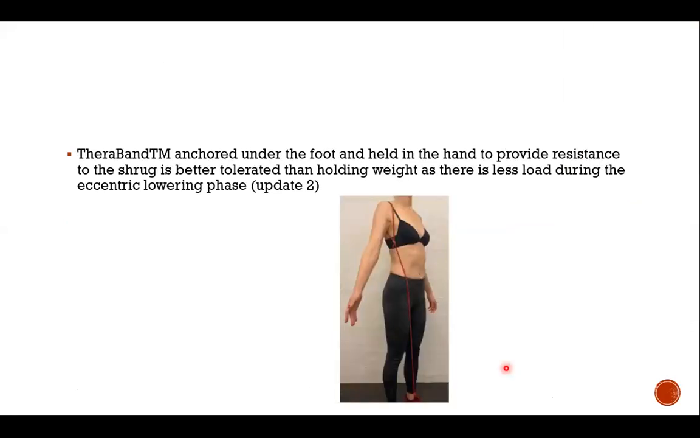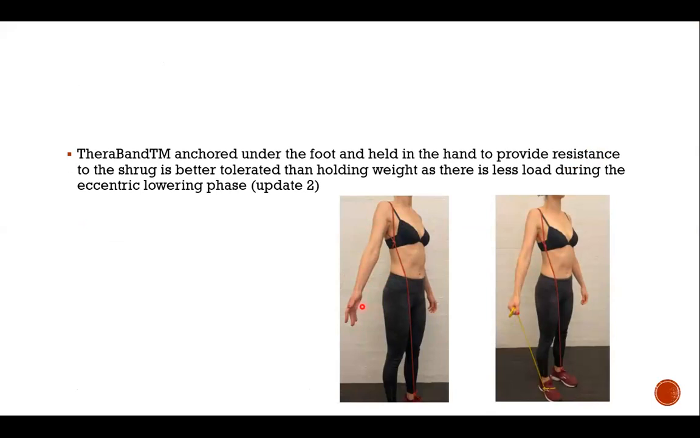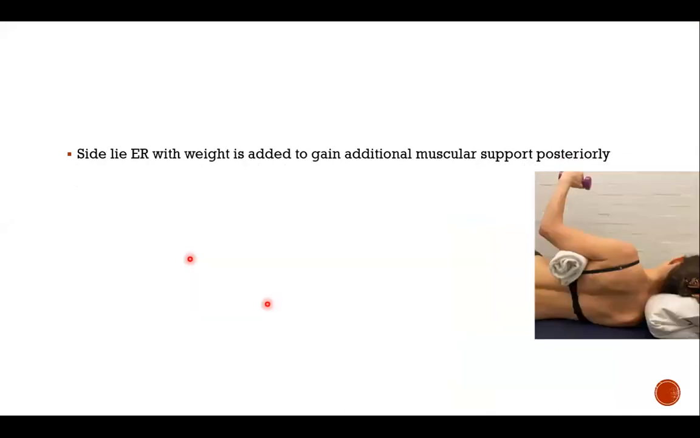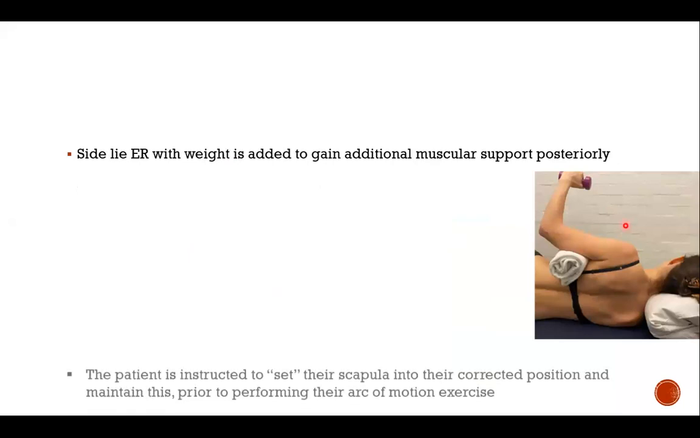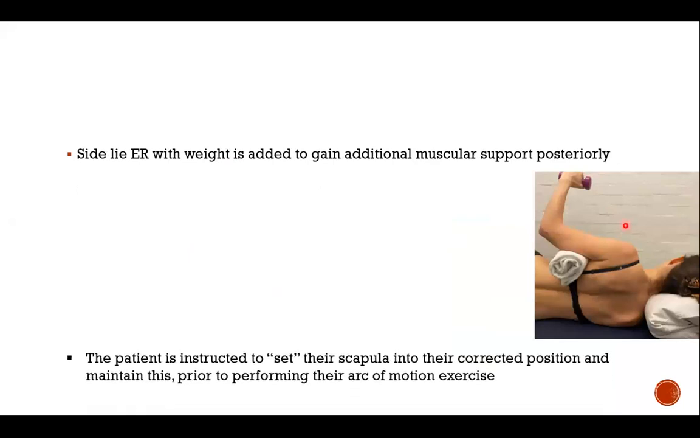So this is the second update which they gave. Usually when the patient is able to sustain this stable position of the scapula, weights are added. The second update which was given in 22 was that they used one more resistance band to do the same set of exercises. Next is side-lying external rotation, where weight is added to gain additional muscle support posteriorly. The main principle of the entire treatment method is to instruct the patient to set the scapula in the correct position.